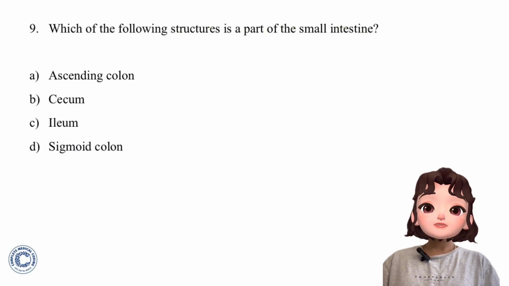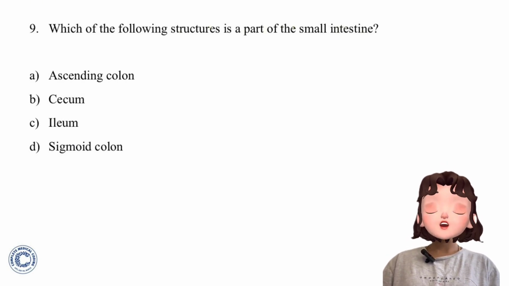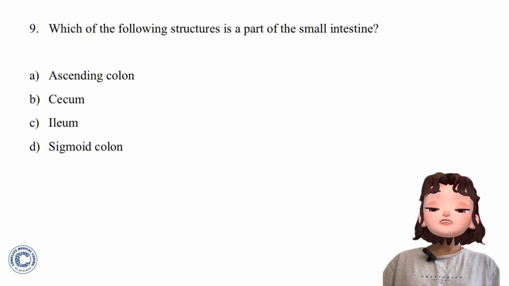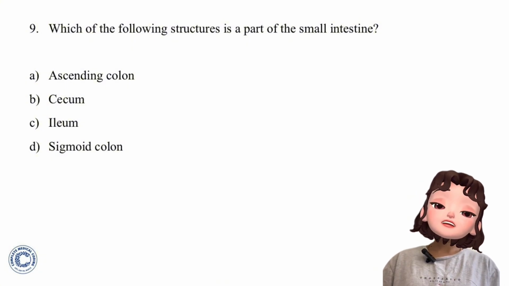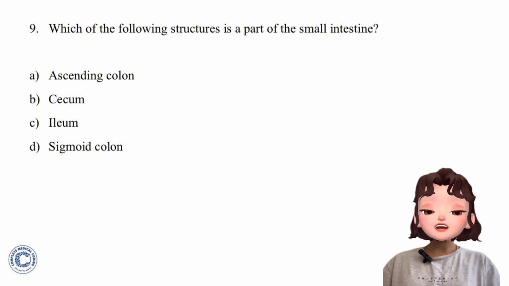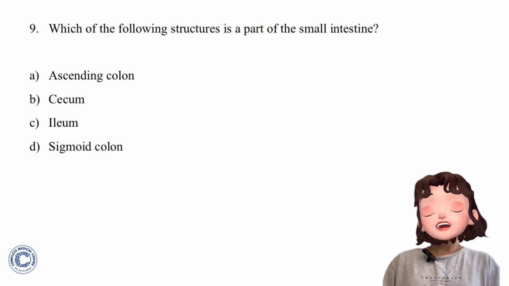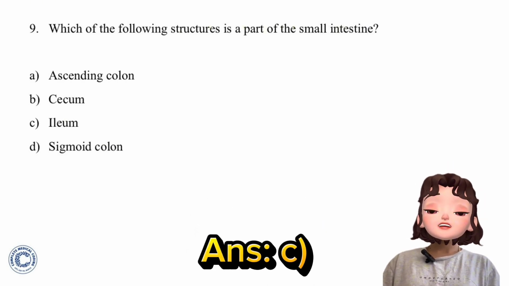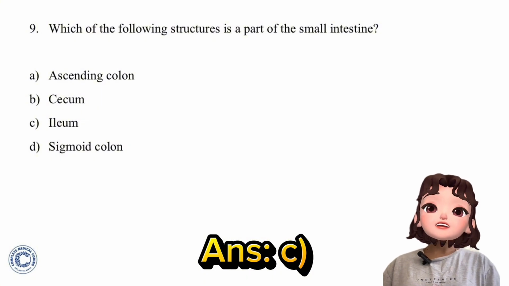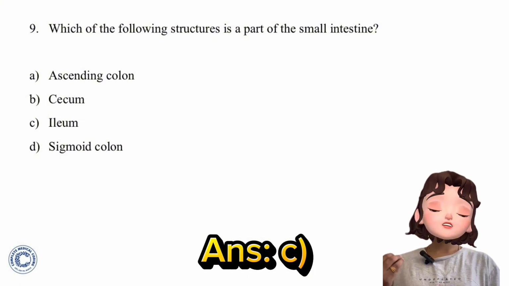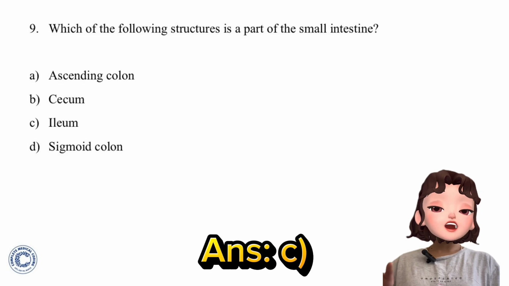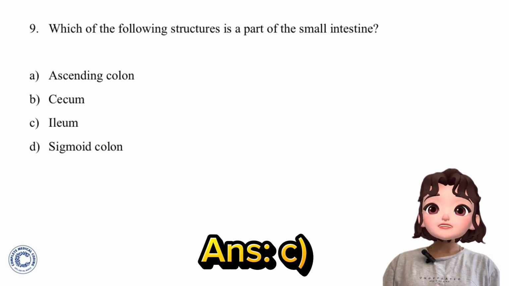Which of the following structures is a part of the small intestine? Option A, ascending colon. Option B, cecum. Option C, ileum. And option D, sigmoid colon. So which is a part of the small intestine? The answer is option C, ileum. Ileum is a part of the small intestine. The remaining, ascending colon, descending colon, cecum, everything is a part of the large intestine. Alright.